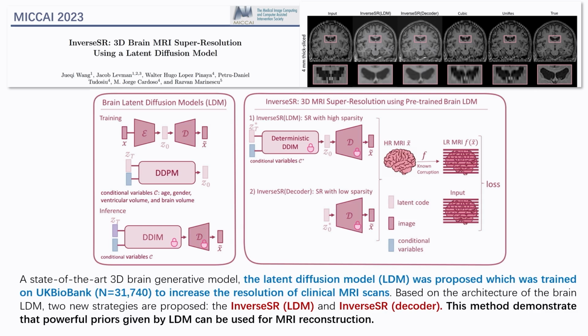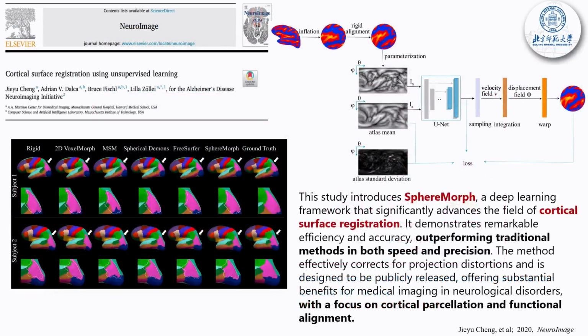Here's another one, as I mentioned, on 3D MRI super resolution. This is from Mckay 2023. Here they are using a latent diffusion model trained on subjects from the UKB, trying to increase the resolution of clinical MRI scans. This also demonstrates that the powerful priors given by the latent diffusion model could be used for MRI reconstruction, and this might also improve subsequent clinical diagnosis.